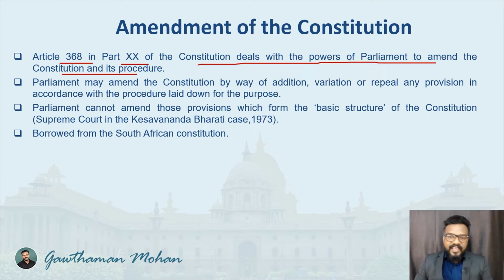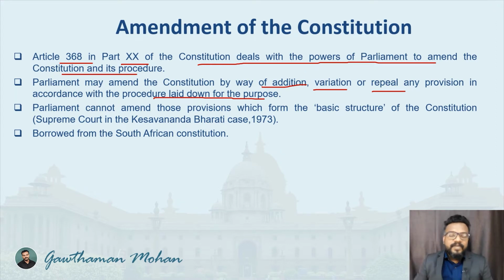Article 368 in Part 20 of the constitution deals with the powers of the Parliament to amend the constitution and its procedure. So it is not like we can just make a change to the constitution. They need to follow a certain procedure while amending the constitution. That is also covered in this particular article. The Parliament may amend the constitution by way of addition, variation or repeal of any provision in accordance with the procedure laid down for the purpose. So there is a procedure that we need to follow while we are amending our constitution.